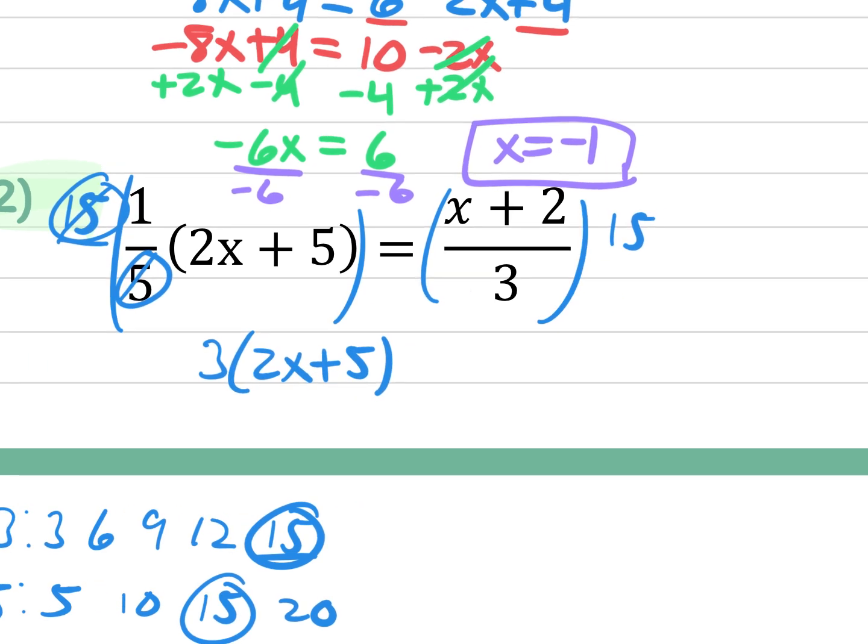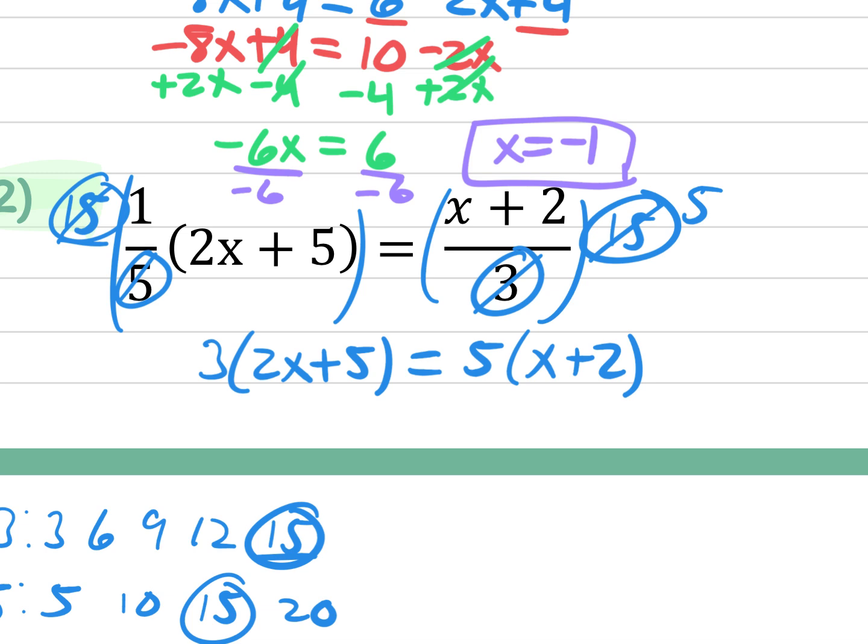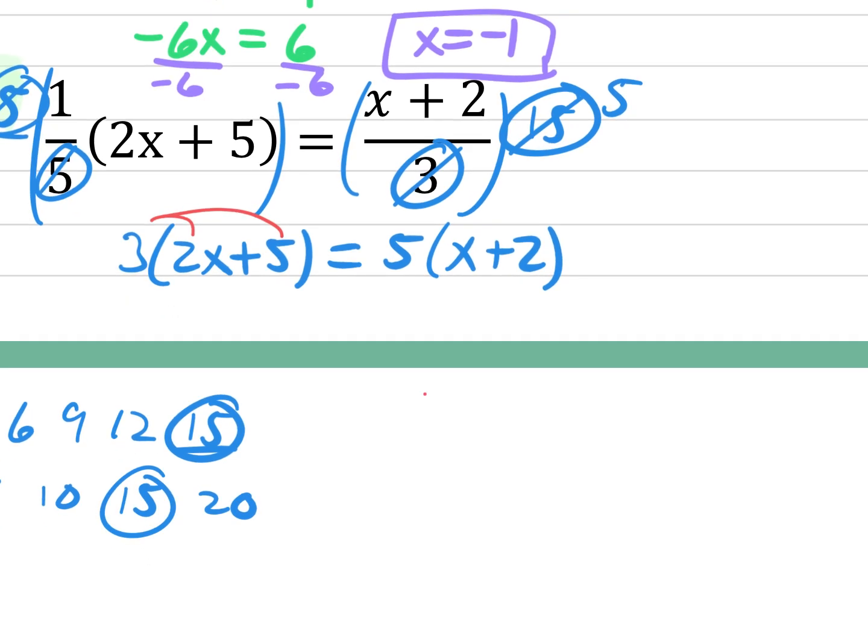All right, same thing here. 15 divided by 3, right? We can cancel those out and replace it with a 5, right? 15 divided by 3 is 5. So then this equals 5 times x plus 2. And now we got rid of the fraction, and this becomes an easy problem, right? We just want to distribute the 3 to everything. So then we get 6x plus 15. And then we want to distribute the 5 to everything. So then we get 5x plus 10.